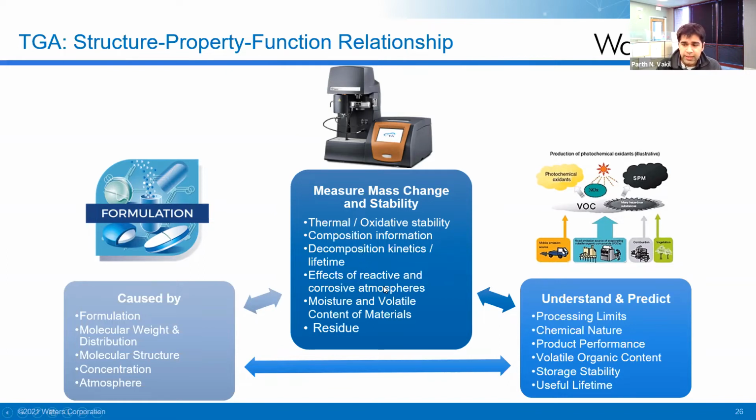And you can also change certain types of gases that can be introduced onto the TGA and look at the content of residues that is left over at the end of a TGA experiment, as well as the amount of moisture or volatiles that are present in your final product. And this is important because it helps you understand things like volatile organic content that is left over.